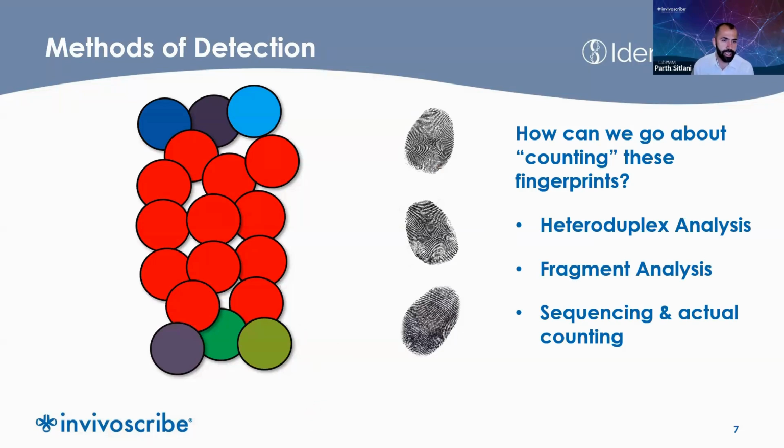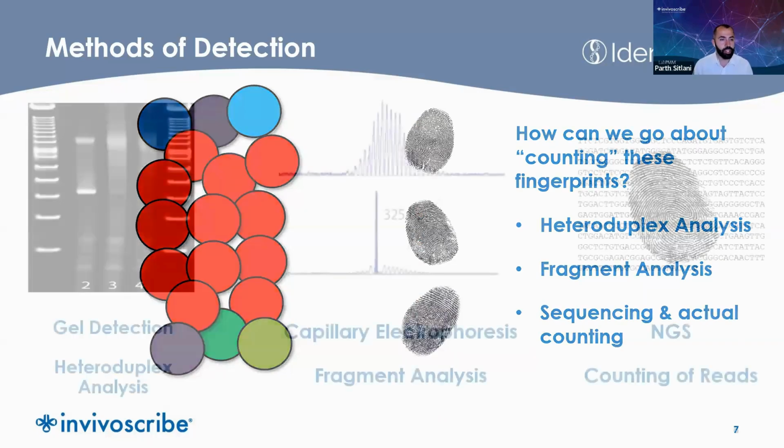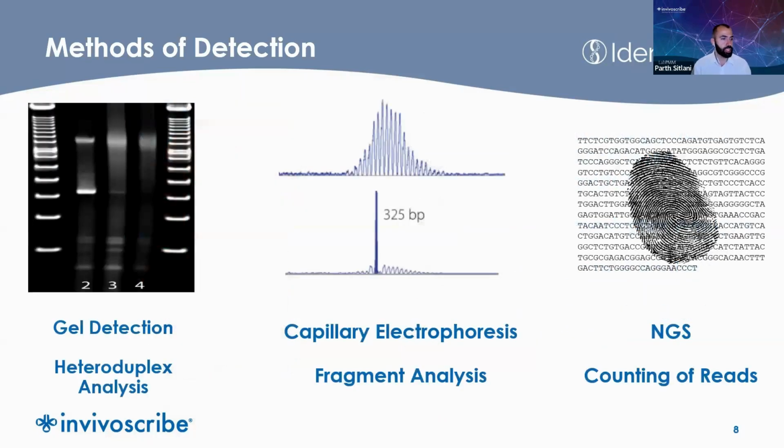Clonality testing has been done in the past using Southern blot. I won't be talking too much about Southern blot, but in more modern labs, what we're seeing most often is heteroduplex analysis with gel detection. We're also seeing fragment analysis with capillary electrophoresis machines, and we're seeing next generation sequencing, where we really start to count our actual fingerprints. So let's look at each of those detection methodologies.